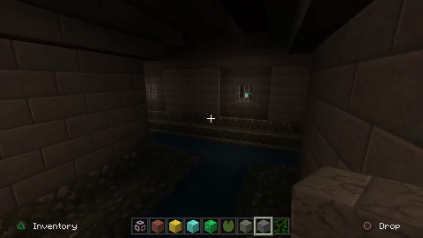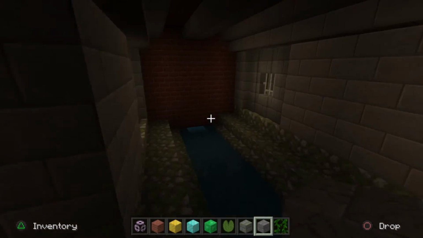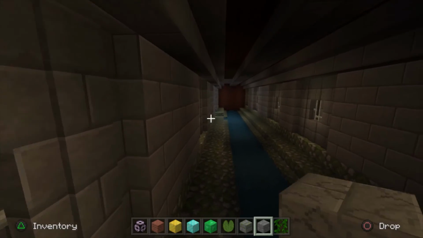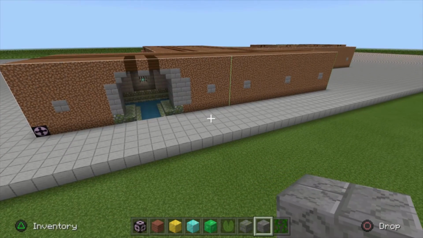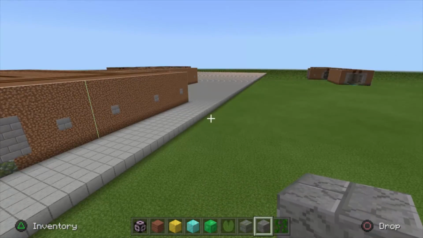Anyway, that's gonna wrap it up pretty much. That's how you do it. This is how you build templates using structure blocks. It's really easy, not too bad. It takes a little bit of practice. And like I said, if you need help, put it in the comments.